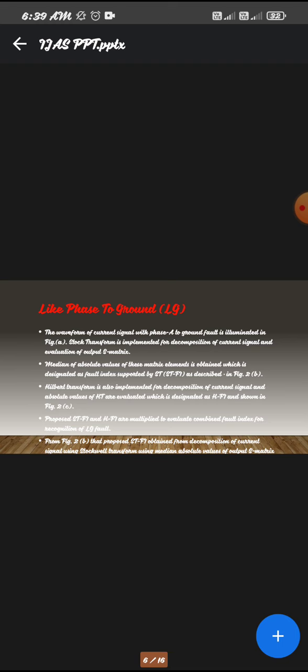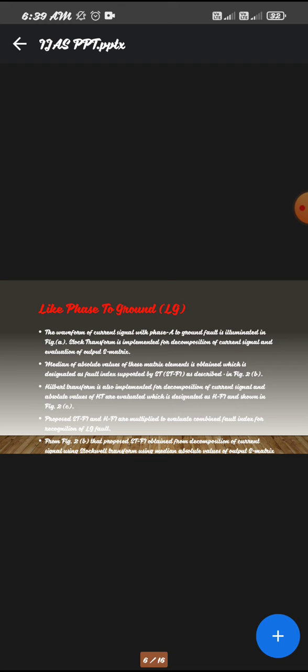Stockwell transform is implemented for decomposition of the current signal and evaluation of the output as a matrix. The median absolute value of the matrix elements is designated STFI. The Hilbert transform is applied to the decomposition of the current signal and the faults of HT are evaluated, which is designated HFI, shown in figure 2.